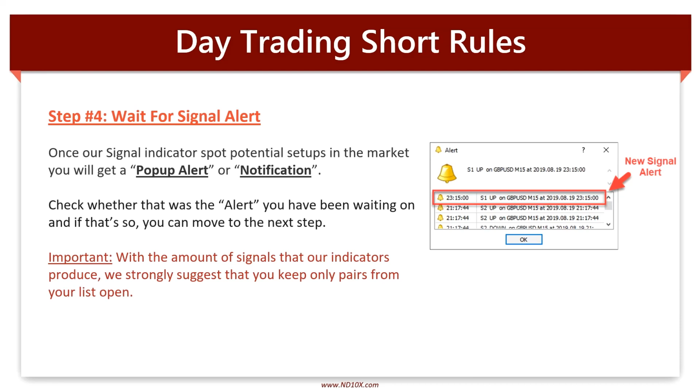Step 4. Wait for signal alert. Once our signal indicator spots a potential setup in the market, you will get a pop-up alert or notification. Check whether that was the alert you have been waiting on, and if so, you can move to the next step. Important. With the amount of signals that our indicators produce, we strongly suggest that you keep only pairs from your list open, especially if you are going to day trade.